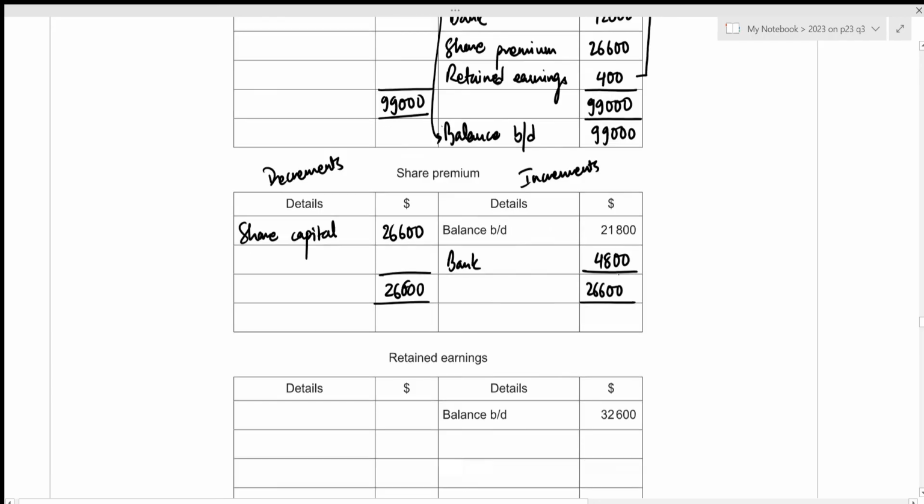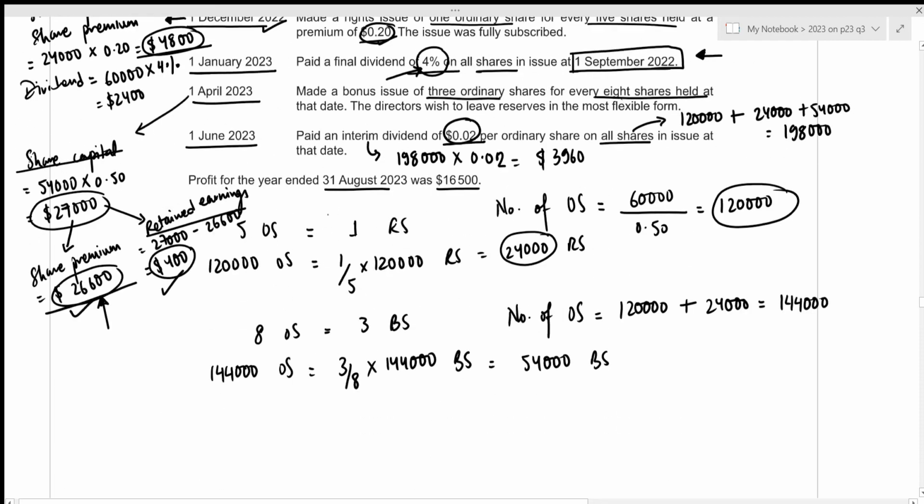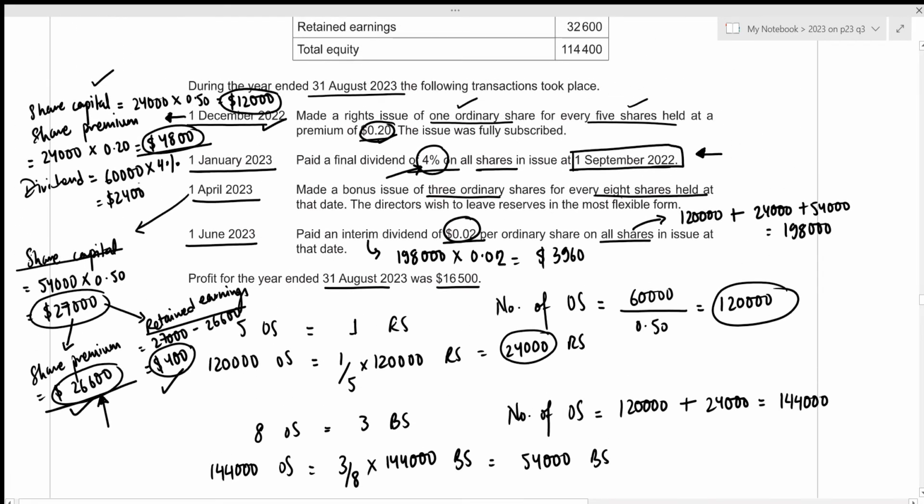That is all for our share premium. Now for our retained earnings, again, since this is a part of the equity, all of the increments will go on the credit side, all of the decrements will go on the debit side. Okay, so the first change in equity was due to the dividend payment of 2,400, and this will definitely reduce our retained earnings.